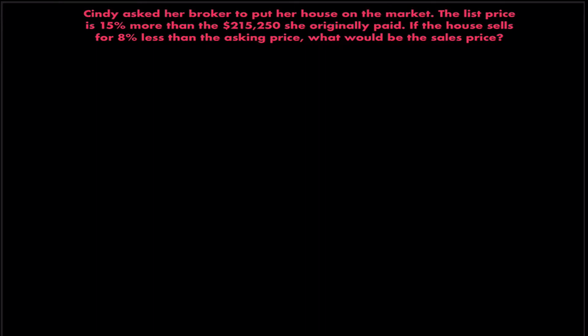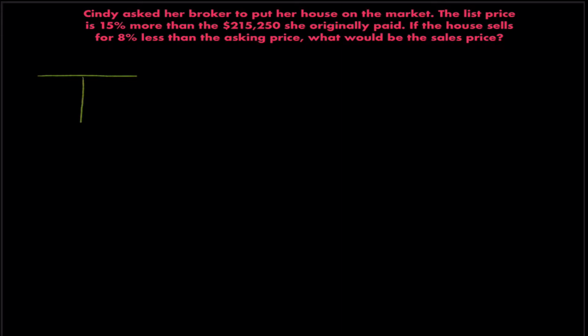Let's try a profit and loss problem. Cindy asked her broker to put her house on the market. The list price is 15% more than the $215,250 she originally paid. If the house sells for 8% less than the asking price, what would be the sales price? So our first step is to make a T-bar.